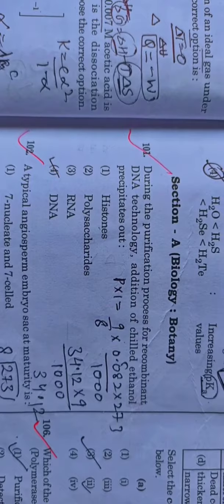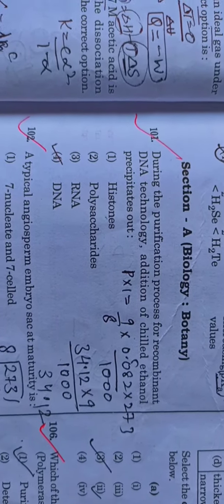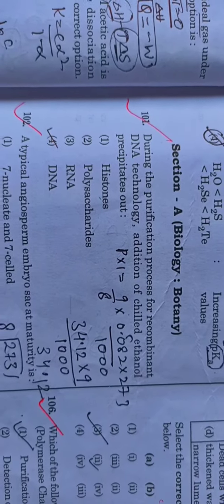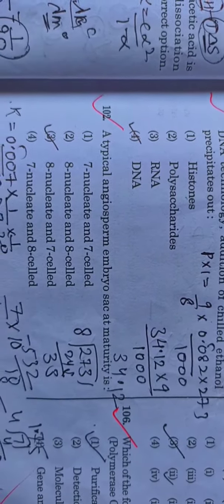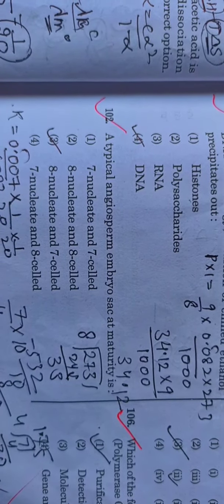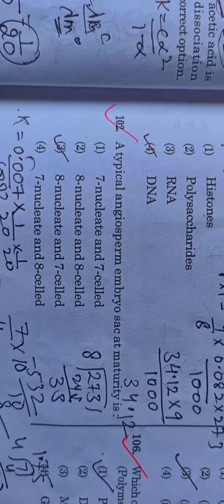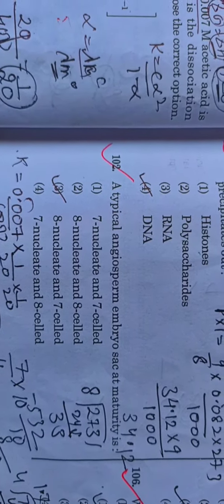Question number 101. During the purification process for recombinant DNA technology, addition of chilled ethanol precipitates out. So the correct answer is the fourth option, that is DNA. Question number 102. A typical angiosperm embryo sac at maturity is an 8-celled, 8-nucleate structure. So the third option will be the correct answer.